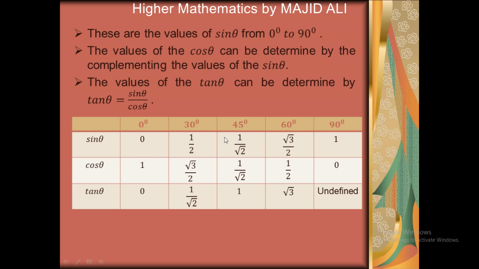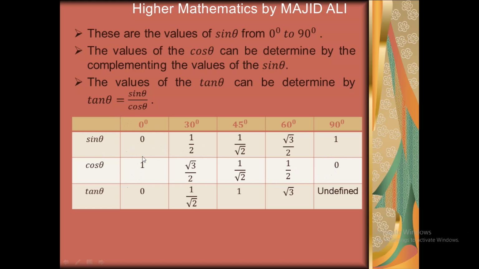So the value of sine at 60 is equal to the value of cos at 30. At 45 both values are equal. The value of sine at 30 degree is equal to the value of cos at 60 degree because sine 30 and cos 60 are complements of each other. The value of sine 0 is equal to the value of cos 90 degree.